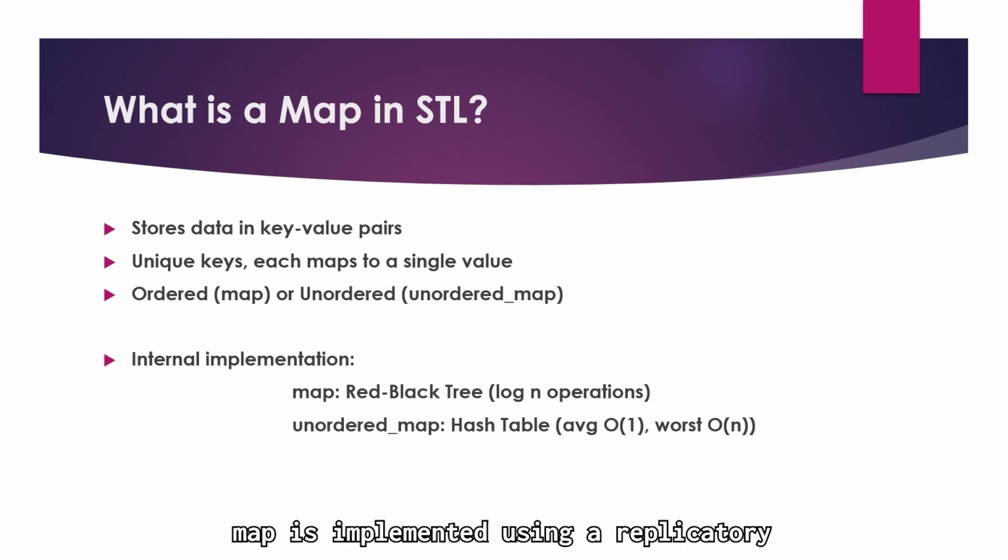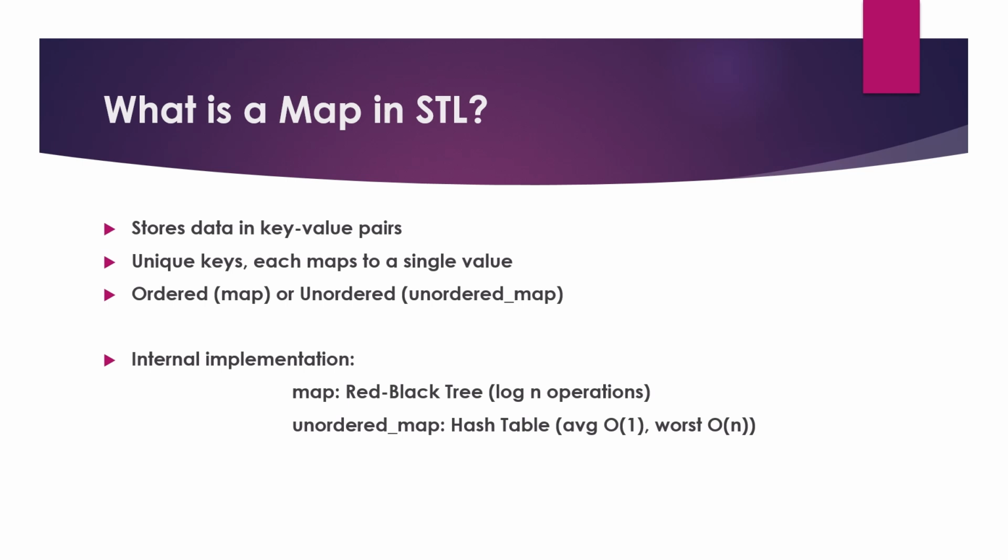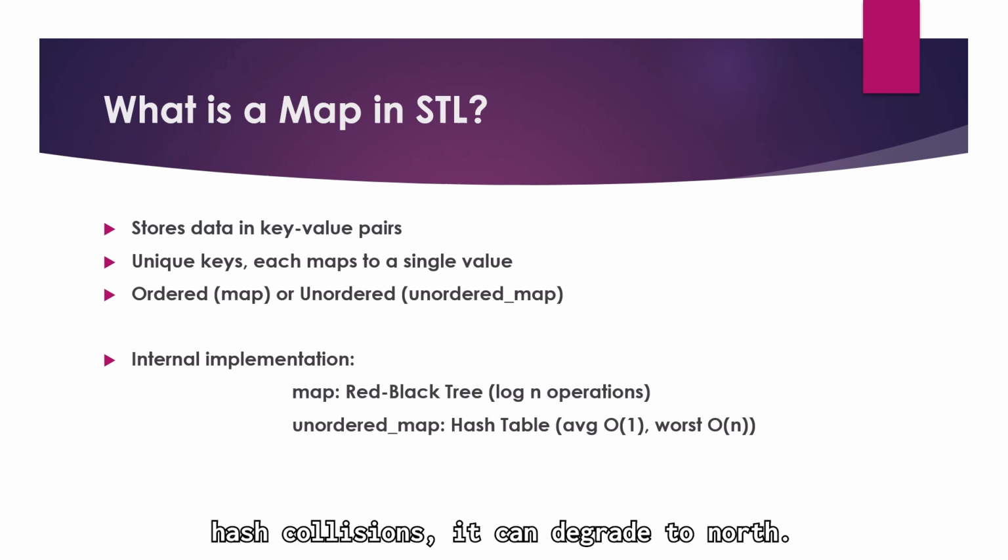Internally, map is implemented using a red-black tree, giving us logarithmic, or O(log n), time complexity for insertions, deletions, and searches. On the other hand, unordered map uses a hash table, giving us average constant time for the same operations. However, in worst case scenarios like hash collisions, it can degrade to O(n). This makes understanding the internal implementation important when choosing between the two.